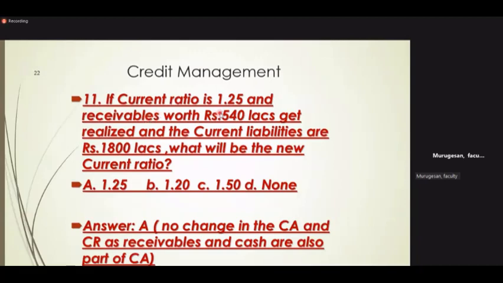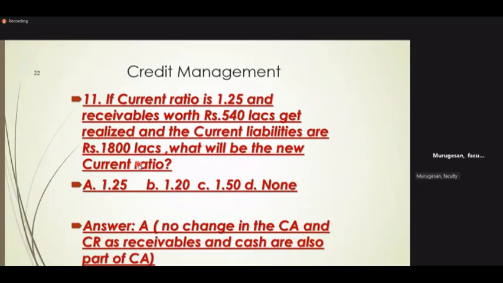And receivable worth 540 lakhs. Receivable means? That is also a current asset. That is book debts, unpaid invoices, 540 lakhs. Now realized means paid. So this is also a current asset, and getting paid is also a current asset. So current assets will not undergo change. Let the current liabilities be anything, 1800 lakhs, just to mislead you. Now what will be the new current ratio? Same. It will not undergo any change. The same 1.25 will continue.